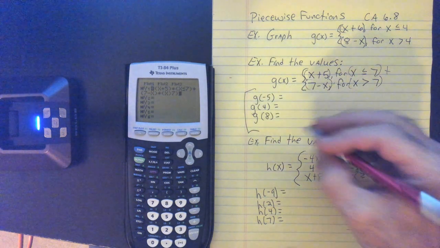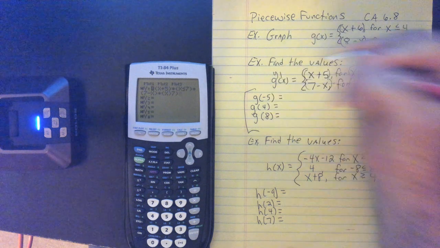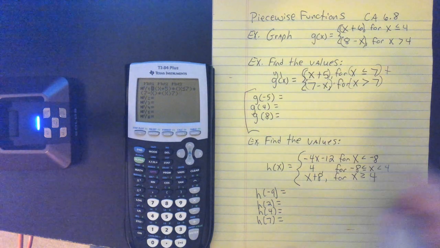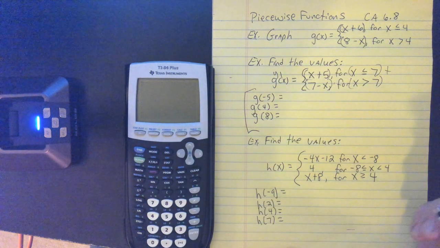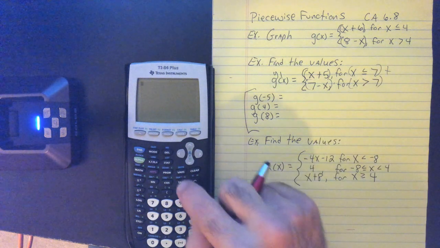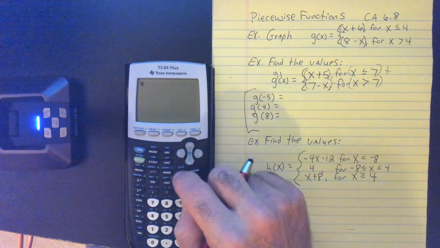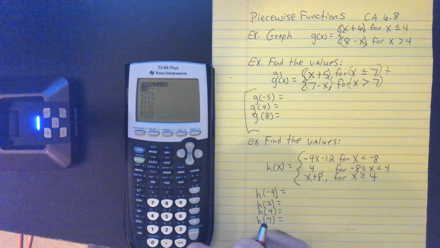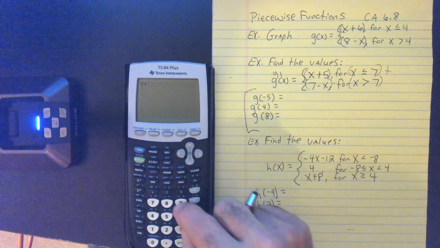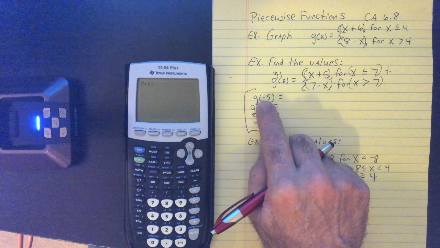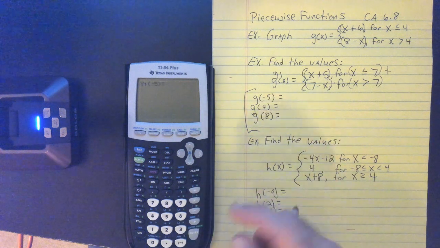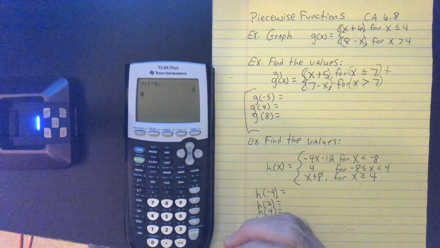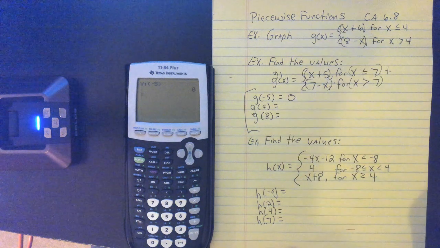Now remember, I put all of this into y1. So I'm going to quit that, and I'm going to go into my variables and get that y1 again. So remember, variables, go to y variables, enter for function, hit enter for y1, and then in parentheses we're going to put negative 5, close parentheses, hit enter, and we get 0.